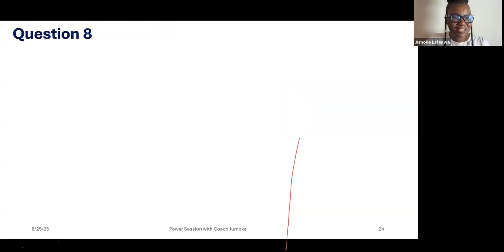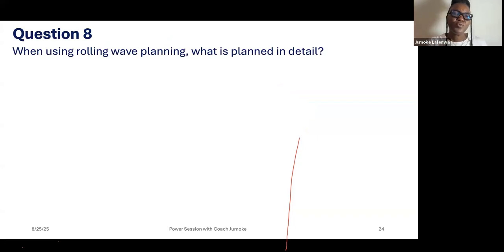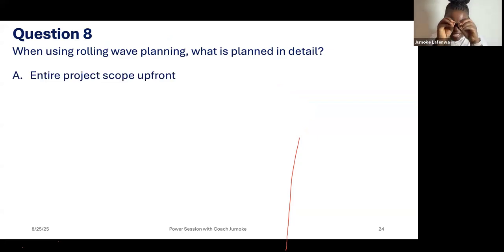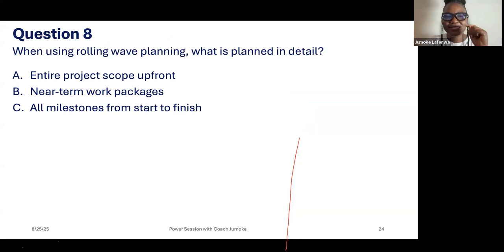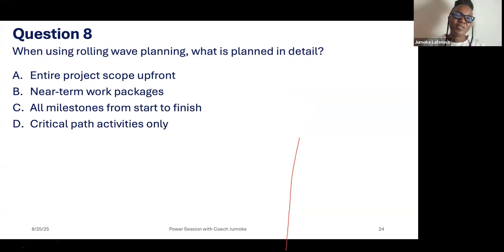All right, question 8. When using rolling wave planning, what is planned in detail? If anyone got this wrong, I would enter the internet and bite you because I said this. A, entire project scope upfront. B, near-term work packages. C, all milestones from start to finish. And D, critical path activities only.